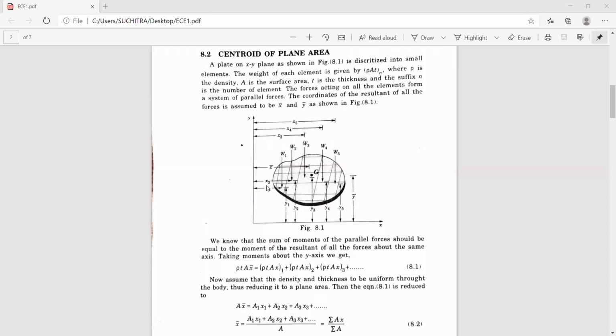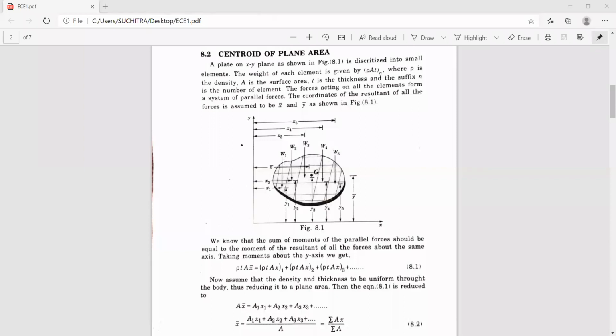Now you can see here these are the corresponding coordinate distances of these individual weights with respect to the y-axis and also with respect to the x-axis. These coordinate distances are x1, x2, x3, x4, and x5, from the center of each element to the y-axis. And similarly, the vertical distances with respect to the x-axis are y1, y2, y3, y4, y5 respectively.